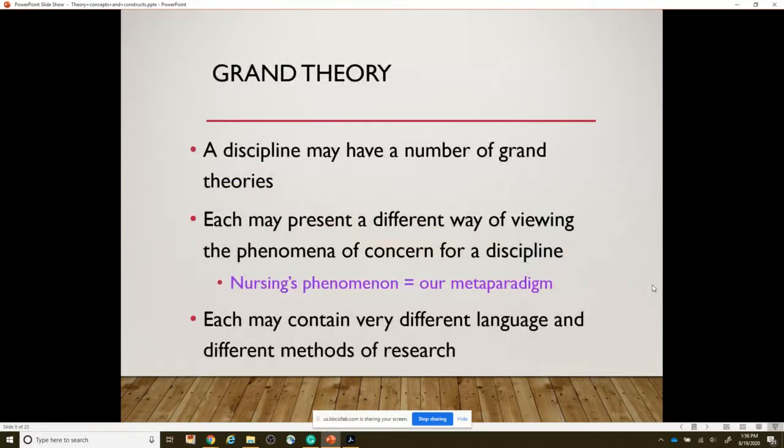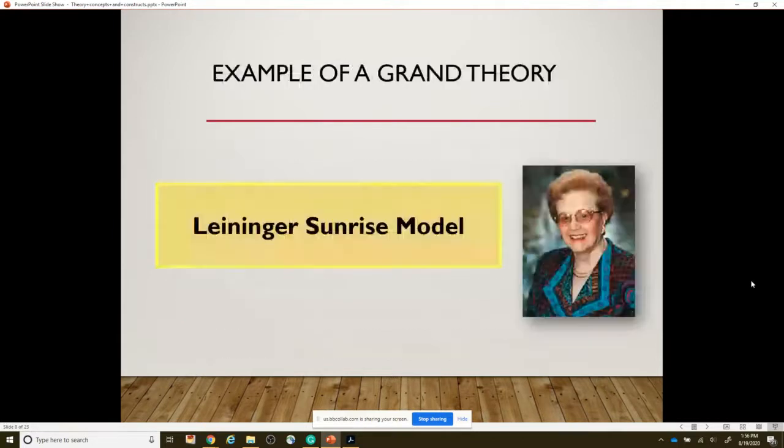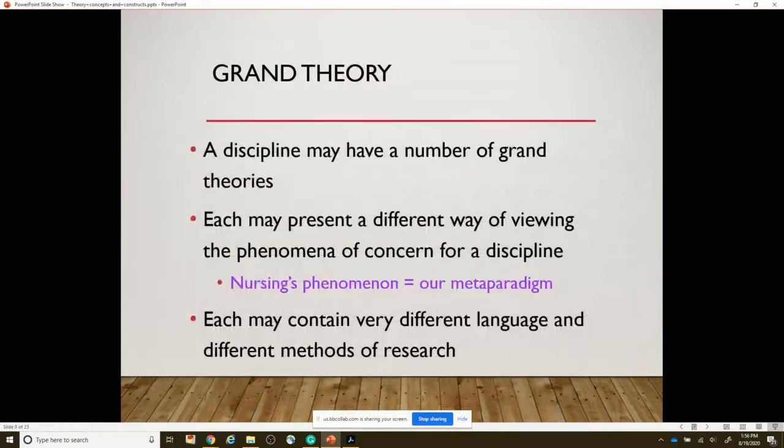A discipline such as ours can have a number of grand theories. And each may present a different way of viewing the phenomenon of concern for a discipline. Now remember, our phenomenon of concern, in this case, is our metaparadigm. That's nursing's phenomenon. And each can contain very different language and different methods of research. So in nursing, we have dozens of grand theories.